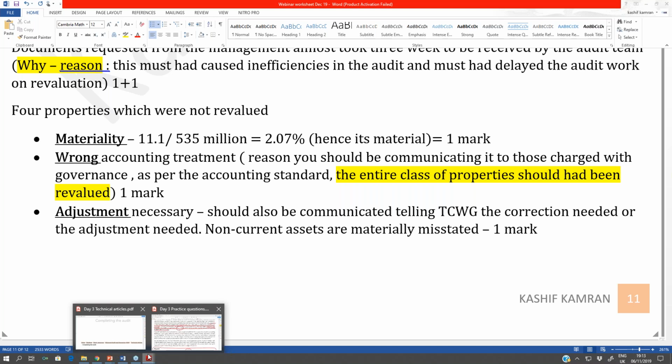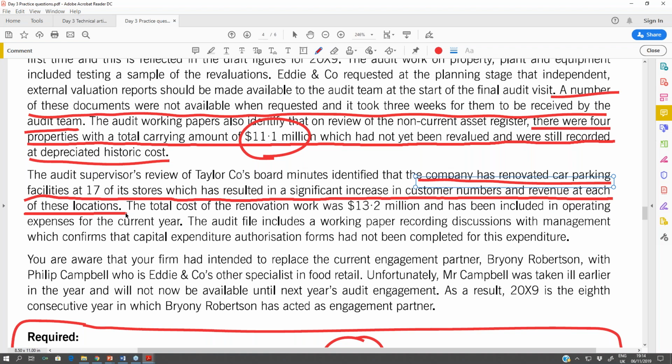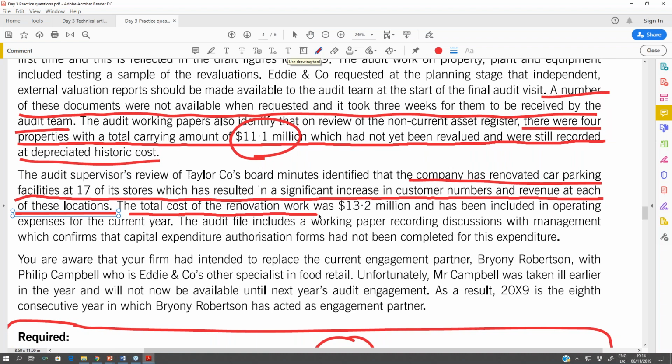Okay, let's go back to one more example and cut short this question. You can do the rest yourself. The next paragraph: the audit supervisor's review of Taylor company board minutes identified that the company has renovated a car parking facility of its 17 stores, which has resulted in a significant increase in customer numbers and revenue at each of these locations. The total cost of the renovation is 13.2 million and has been included in the operating expenses for the current year.